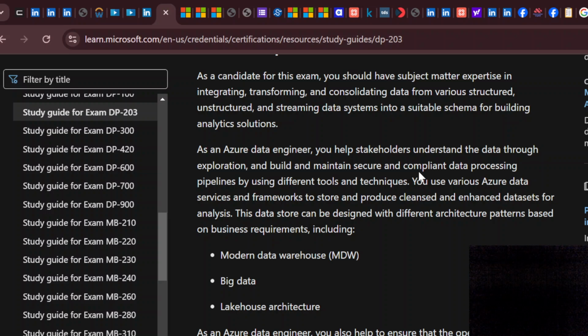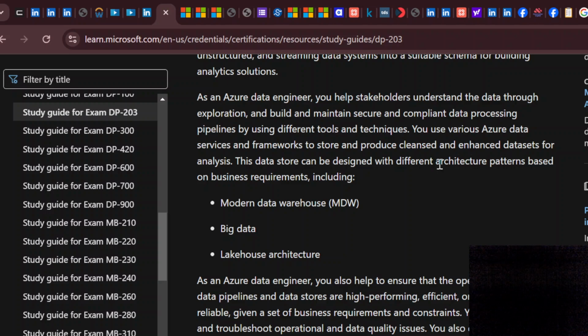Secure and compliant, so you have no security breaches of the data processing pipelines, by using different tools and techniques. You use various Azure data services and frameworks to store and produce cleansed and enhanced data sets, which we'll be seeing further down the line. This data store can be designed with different architecture patterns based on business requirements. The data store can have different architecture patterns.